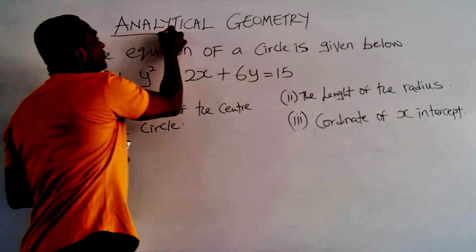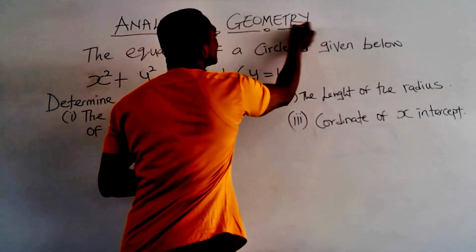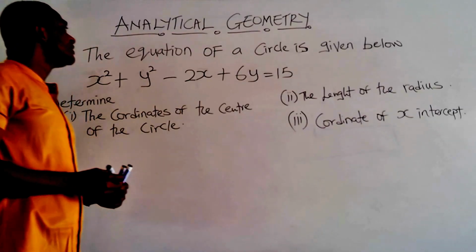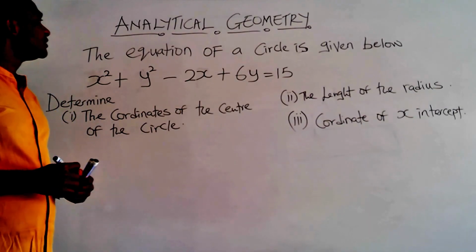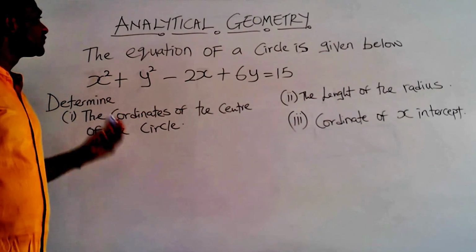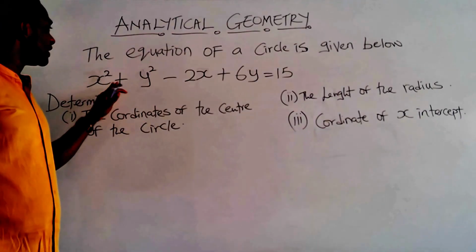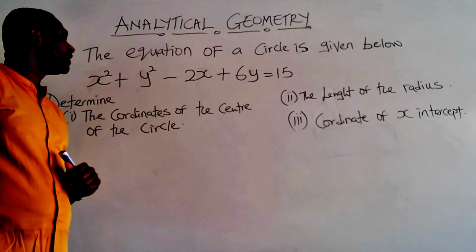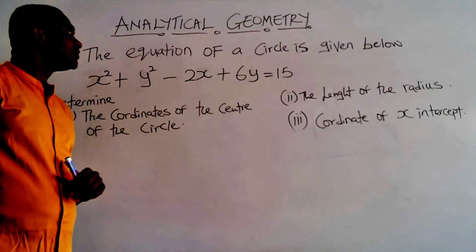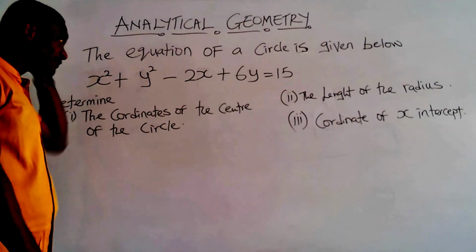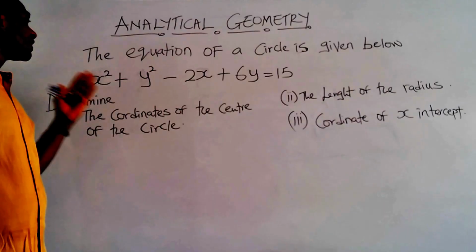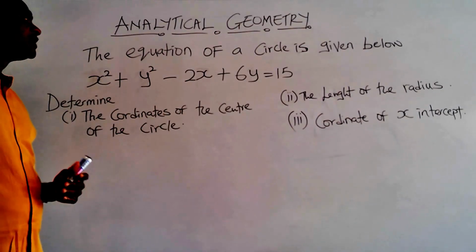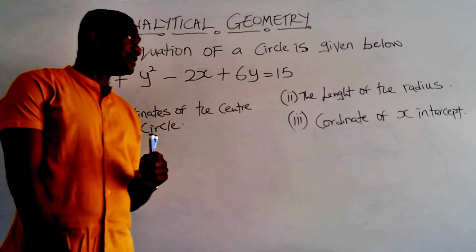Today we have a problem of analytical geometry, and we are given the equation of a circle, x squared plus y squared minus 2x plus 6y equals 15, and we are asked to determine the coordinates of the center of the circle and then the length of the radius.